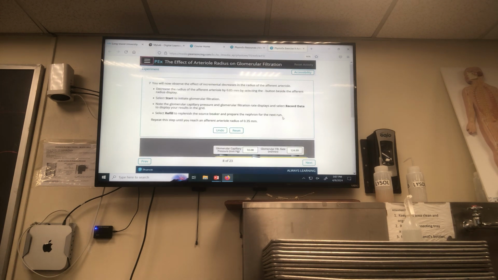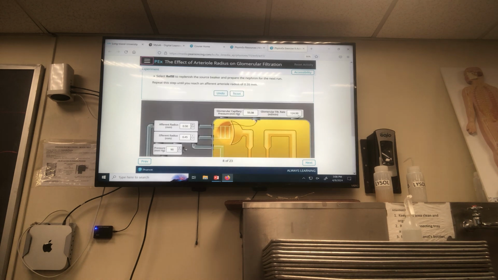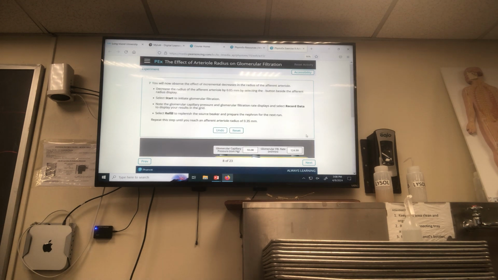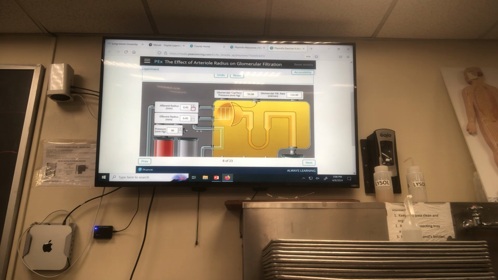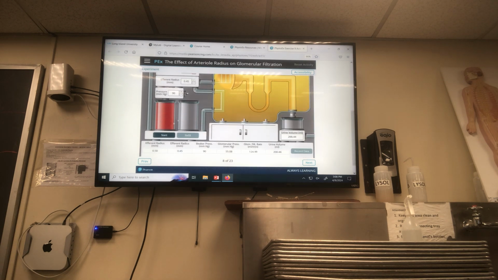Okay, so now we're going to be running successive experiments where we're going to drop the arteriole radius every time by 0.05. So now let's go to the afferent radius and drop it by 0.05. So now we're going to have 0.45. So all of the afferent radius should read 0.45. And now let's click on start.